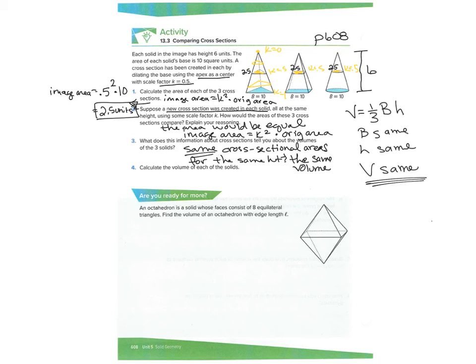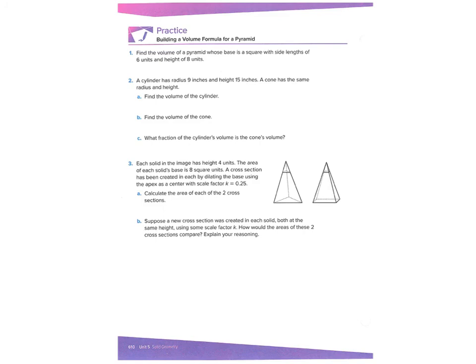And then it would like me to calculate the volume of each solid. So my volume is 1/3 big B times the height. In this case, my big B is 10 times the height of 6. So that would be 60 divided by 3, so 20 units cubed. Look at the next page.